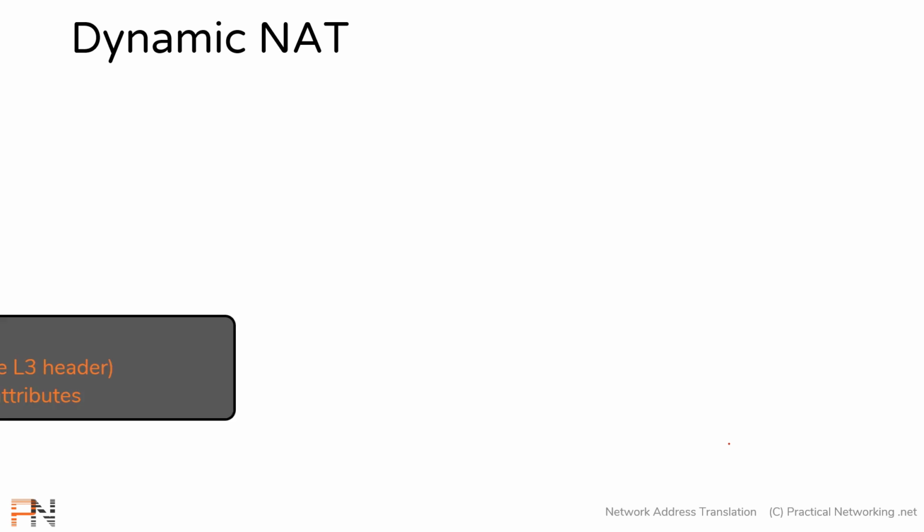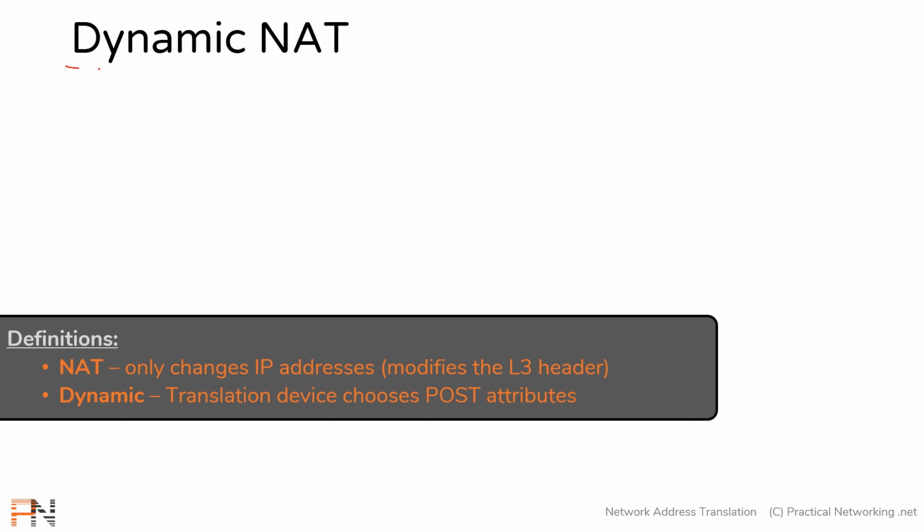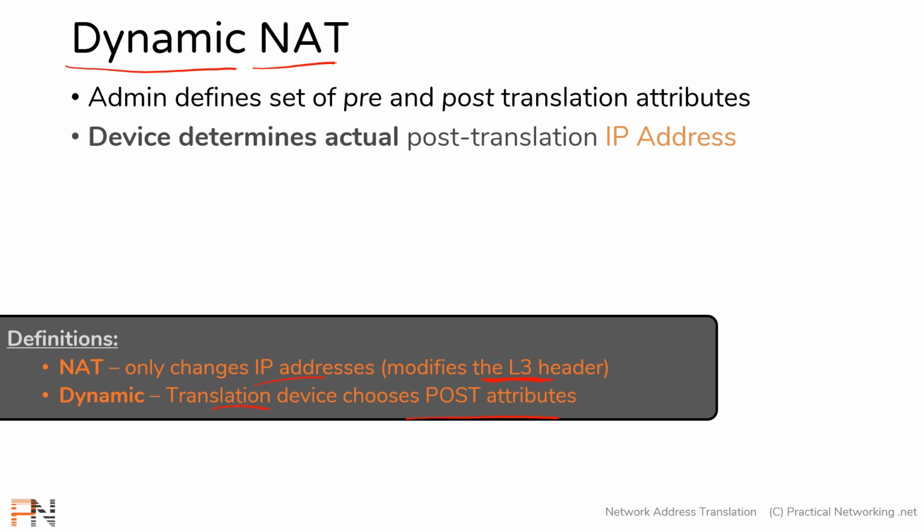If we pull up our definitions from the NAT terminology lesson, we know that a dynamic translation is one where the device chooses the final post-translation attributes, and we know a NAT is a translation that only modifies the layer 3 header, only changes IP addresses. If we combine those, then we have a definition for a dynamic NAT in which the administrator is going to define the pre- and post-translation attributes, aka the pre- and post-translation IP addresses, but the device is going to actually determine the mapping between pre- and post-translation IPs.